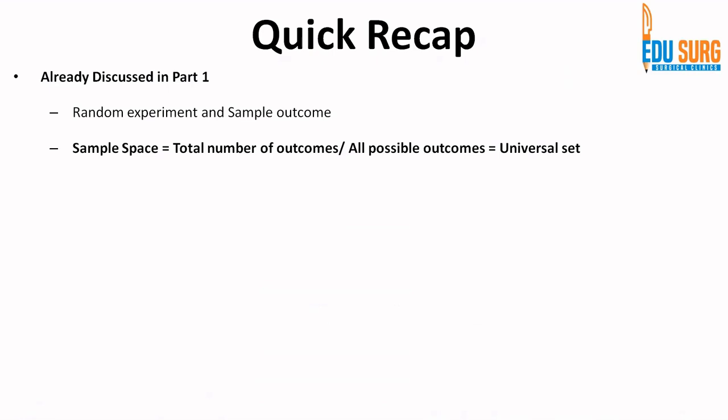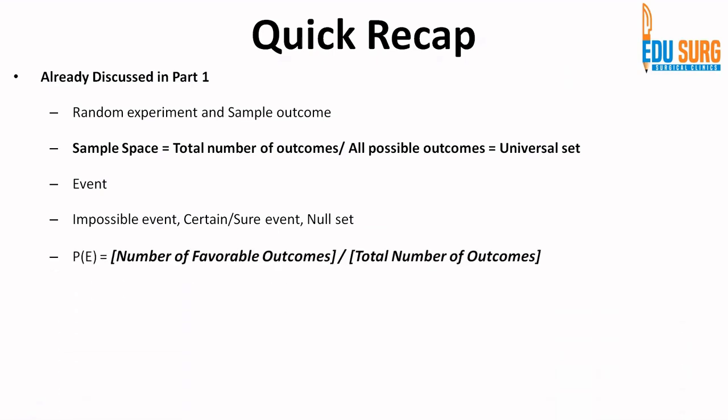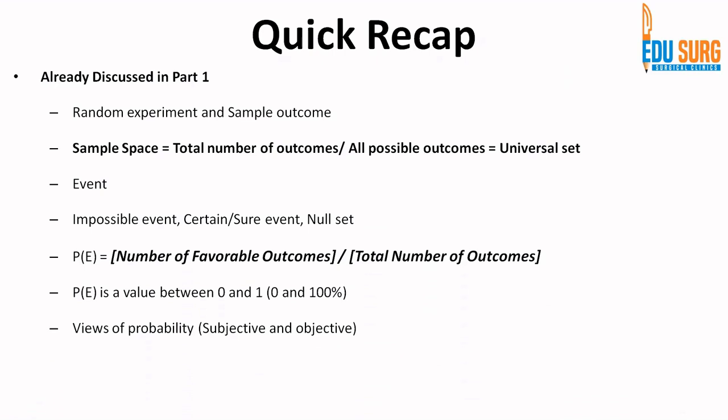So a quick recap of the first part. We have already seen what is a random experiment, what is the sample outcome, what is the sample space, which is basically the total number of outcomes or all possible outcomes. And the set that is formed of sample space is the universal set. We have also seen events like impossible event, certain event, and null set. We know now that the probability of an event is number of favorable outcomes upon the total number of outcomes. Probability is a value between 0 and 1 or 0 and 100%.